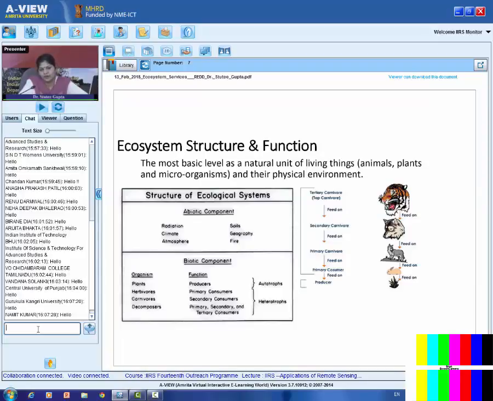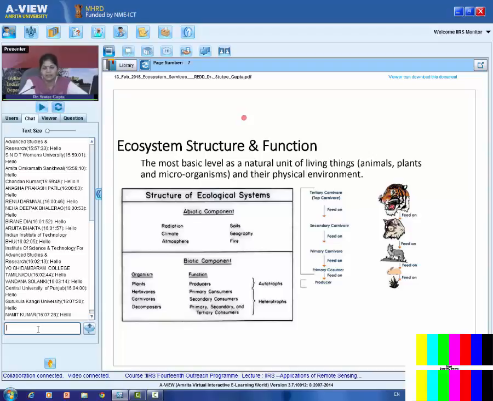let us brush up the concept of what an ecosystem is, and we'll touch upon its structure and function. As we all know, and must have studied in our basics, 10th and 10+2, the ecosystem is the most basic natural unit of living things, which can be animals, plants, and microorganisms, and their physical environment. These put together constitute an ecosystem.